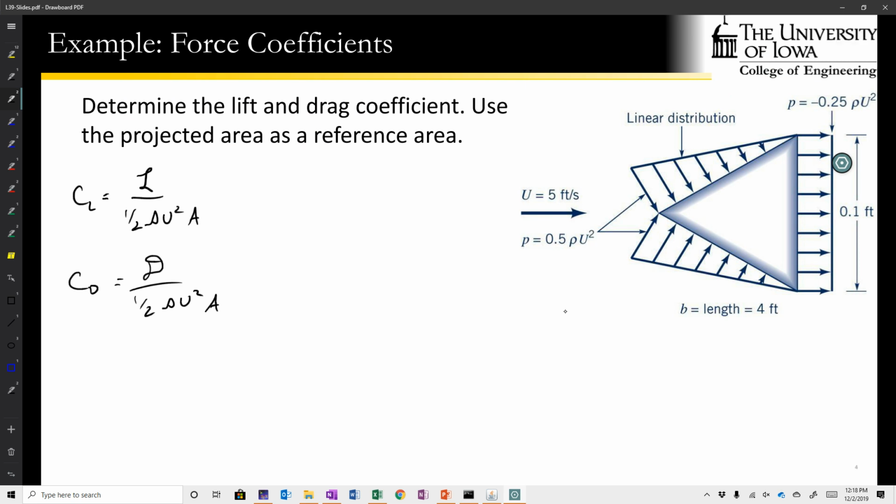How would we rewrite those dimensional lift and drag values as lift and drag coefficients if the area that we're interested in here is the projected area? And by projected area, what I mean is, if you were to stand in front of this bar, face on, looking in the direction of the flow, then what is that silhouette area? Well, viewed normally, it's simply going to be a rectangle that is 0.1 feet high by 4 feet long. So you're talking about a 0.4 square foot area. In other words, it's going to be B times L.